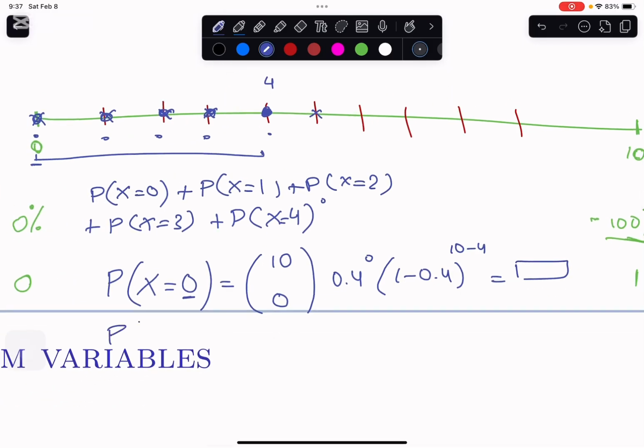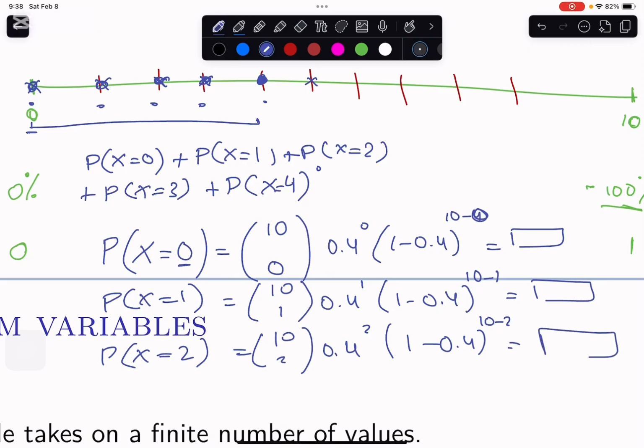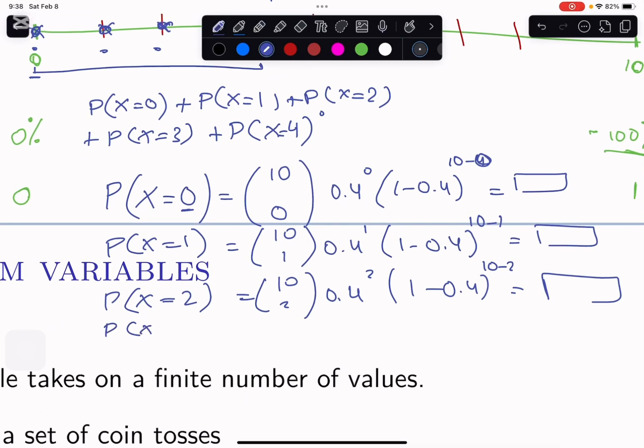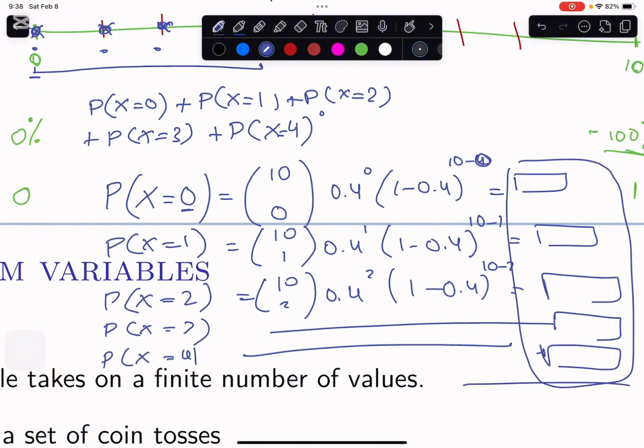Now do the other one. P of x equals 1, which is 10 choose 1, times 0.4 to the power of 1, times 1 minus 0.4 to the power of 10 minus 1. Compute this and you'll get a value. Then P of x equals 2, which is 10 choose 2, times 0.4 squared, times 1 minus 0.4 to the power of 10 minus 2. You'll get a value. Do the same thing for P of x at 3 and P of x at 4, and you'll get another value. Okay, now take all these values and add them up.